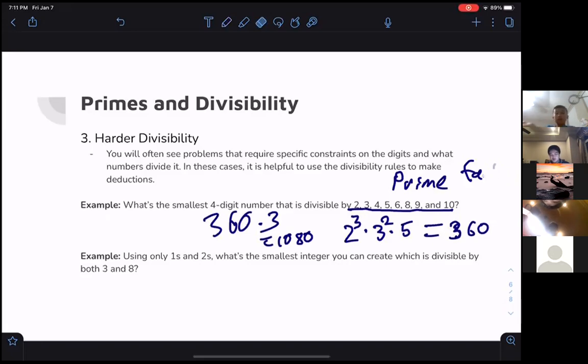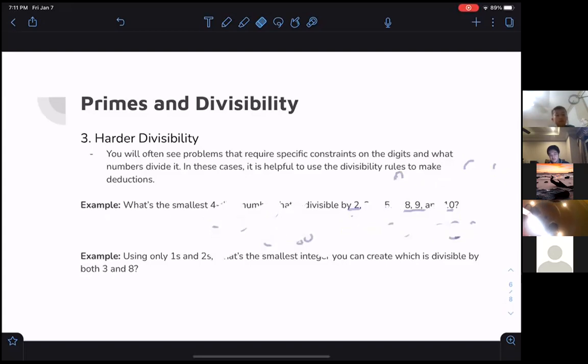So really, I guess this is more about thinking about LCM than just divisibility rules, although I'm sure you could take an alternative approach to it. So we have another example using only 1s and 2s. What's the smallest integer you can create which is divisible by both 3 and 8?